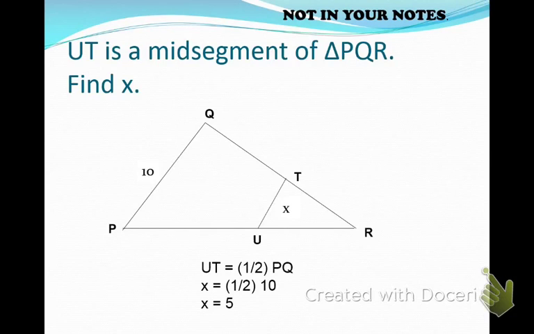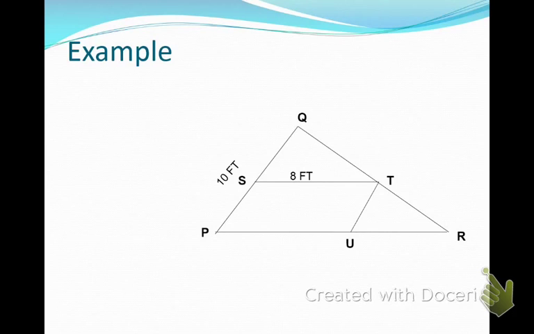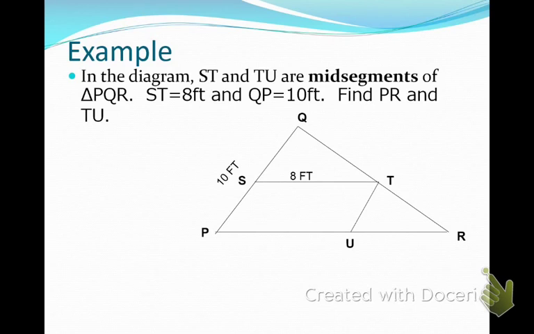This example is not in your notes, I guess. The next one is. In this example, in the diagram, ST and TU are midsegments of the triangle. ST is 8. QP is 10. We've got to find PR and TU.